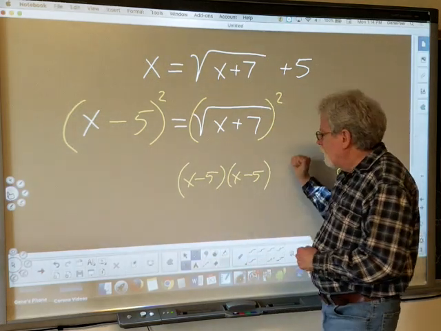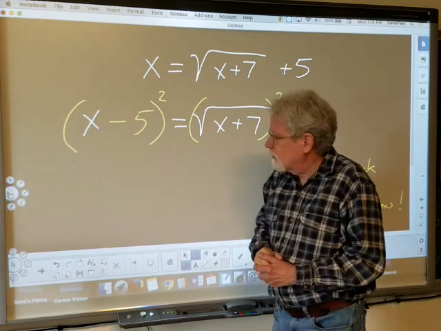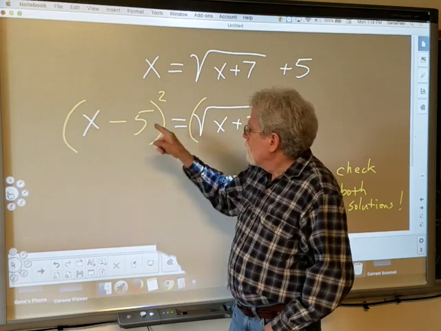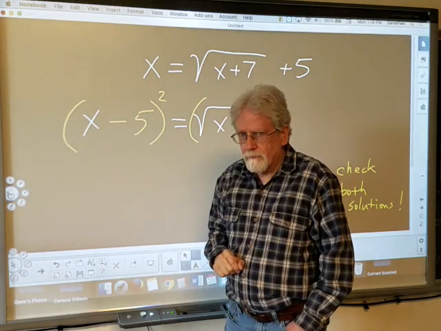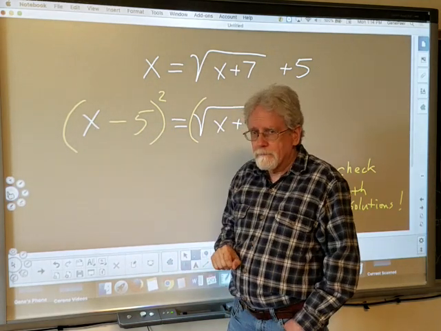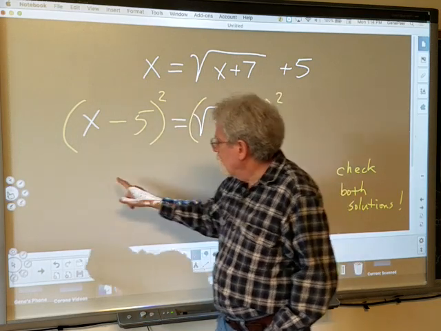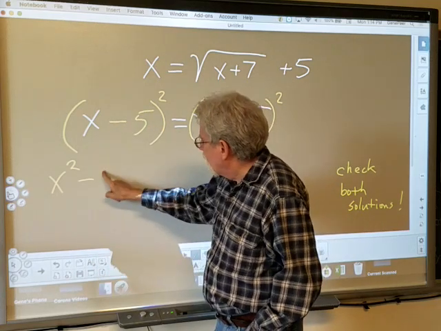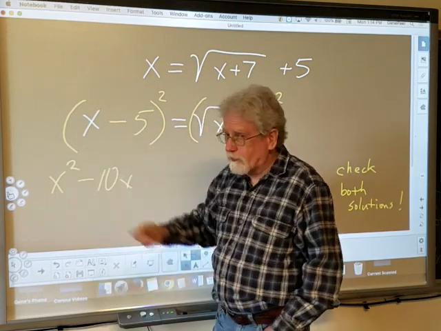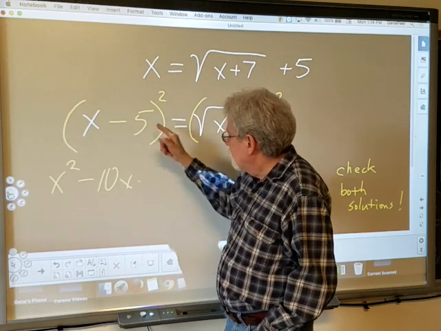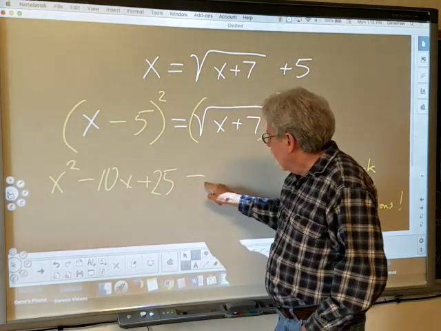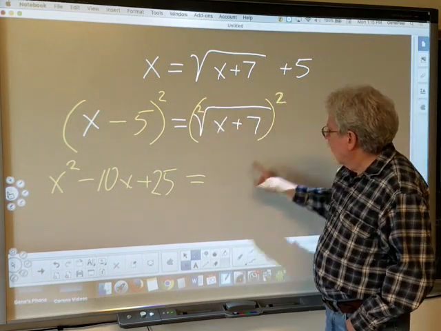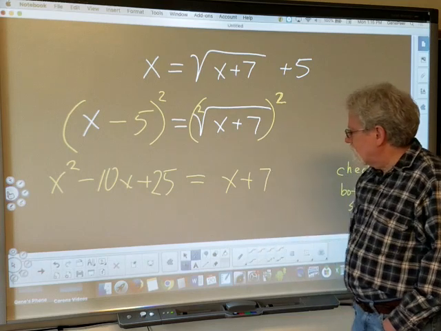The trick for squaring a binomial: you could do x minus 5 times x minus 5 and use FOIL. But why bother with FOIL when there's a better shortcut? To square a binomial, we square this guy, we multiply these two and double the answer, and we square this guy. So squaring this binomial, we have x squared minus not just 5x, but minus 10x. Watch out that we match the sign here. And then plus 5 squared, 25. That's now equal to, and the square and the square root cancel, x plus 7.